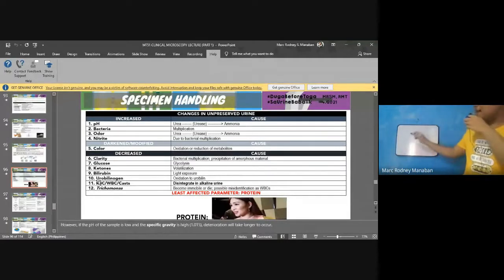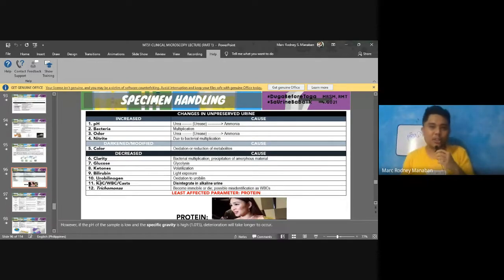You have PABAON. Letter P, B-A-O-N. Pabaon. These are the ones that increase. Everything outside of pabaon decreases. So take note, P stands for pH, BA for bacteria, O for odor, and N for nitrite. If you notice, dears, the majority of the reasons for the increase is because of bacteria.